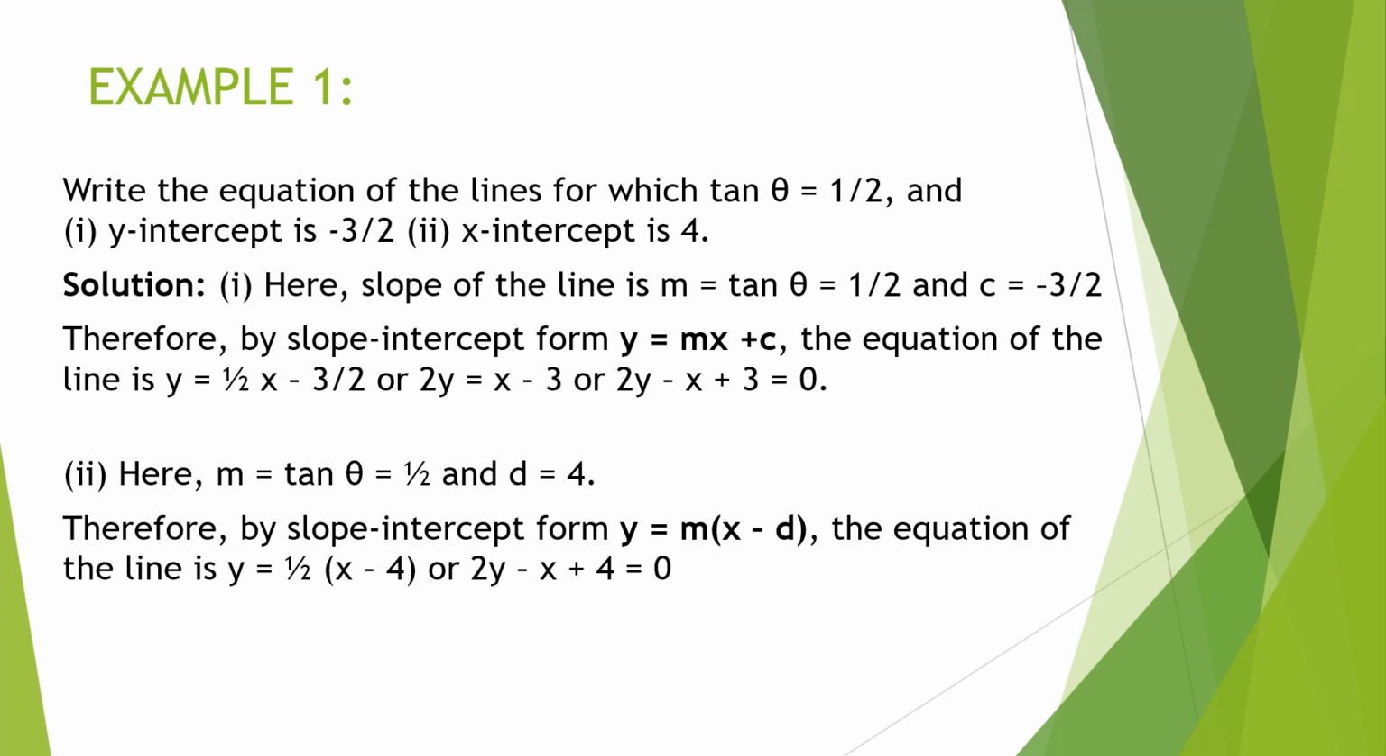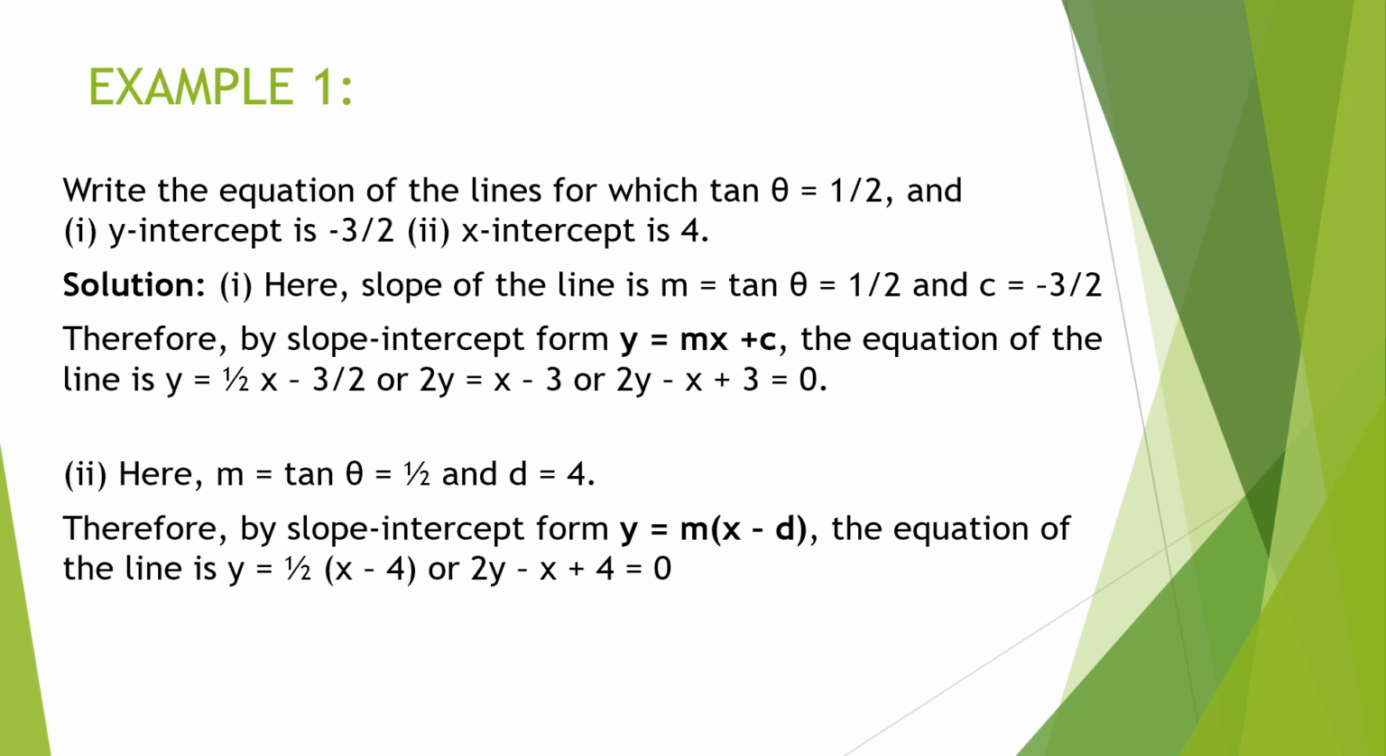Write the equation of the lines for which tan theta is equal to half and y-intercept is -3/2, and in the second case x-intercept is 4. Now the slope of the line m is given by tan theta. So over here m, or the slope of the line, is half and the intercept c is equal to -3/2. So you put in the equation y is equal to mx plus c. On simplification you will get 2y minus x plus 3 equal to 0 as the equation of the line.